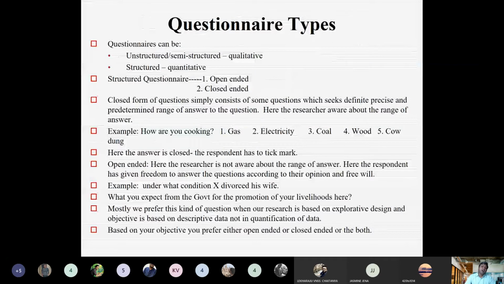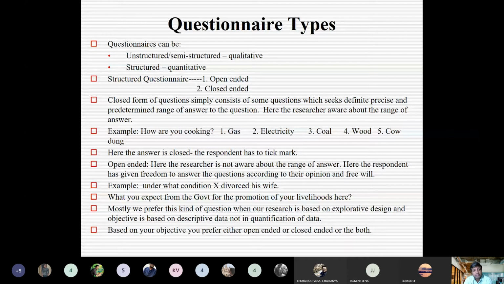Now let us discuss the questionnaire types first. The questionnaire usually can be unstructured, semi-structured, and structured. Generally, in qualitative research, sometimes we use the questionnaire in a very unstructured or semi-structured manner. But in quantitative research, generally we use the structured questionnaire. The structured questionnaire helps us in quantifying the data. So that's why in quantitative research, mostly we use the structured questionnaire, and in qualitative research, mostly we use unstructured or semi-structured questionnaires.